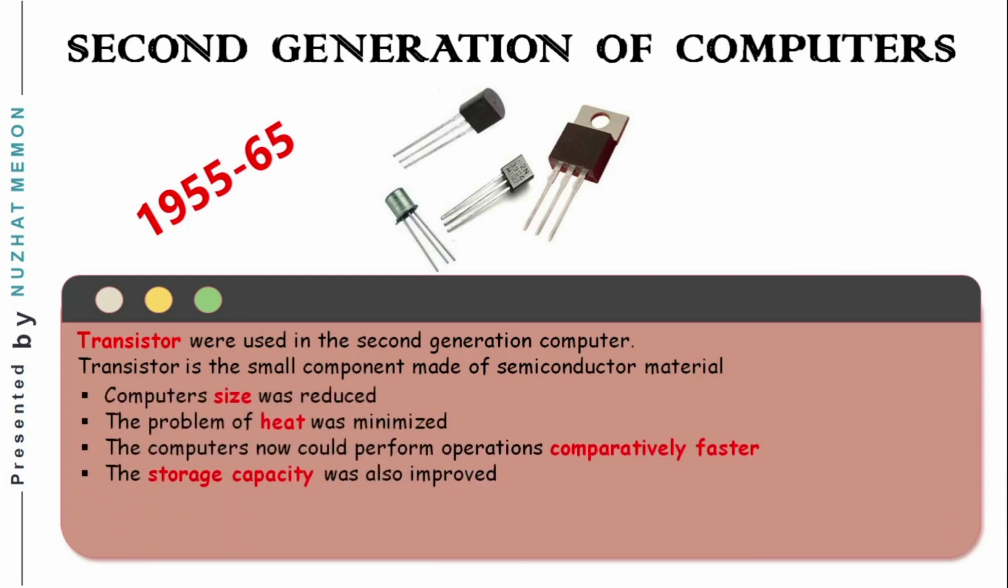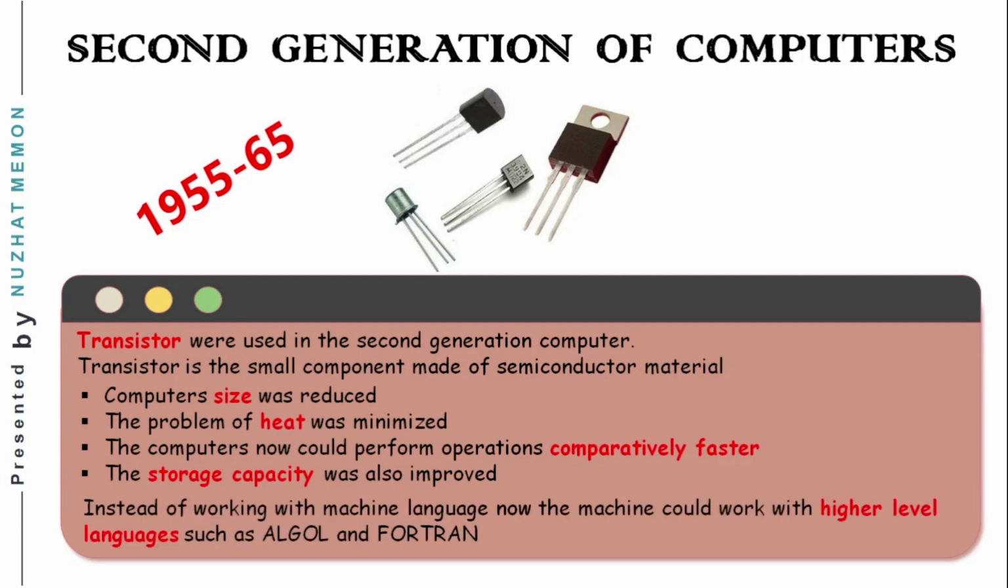Yes, and then the next advantage was that transistors are cheaper than vacuum tubes, and using transistors instead of vacuum tubes minimized the problem of generating a lot of heat also. Now using transistors makes the computer faster, as it could perform operations comparatively faster than the first generation of computers. The storage capacity was also improved with it.